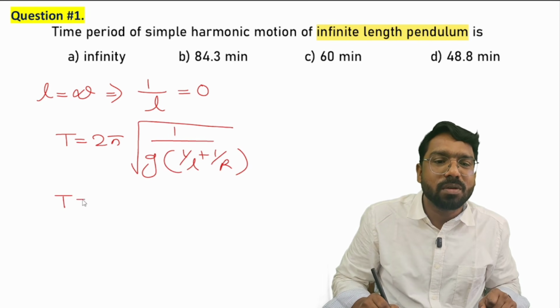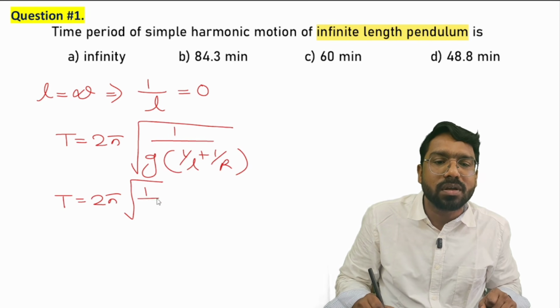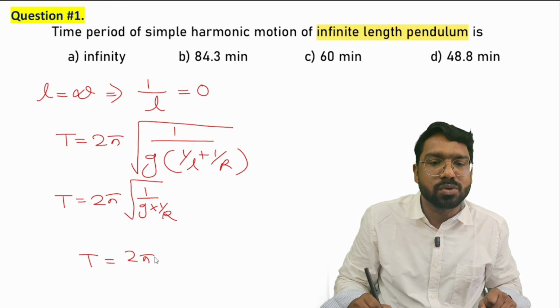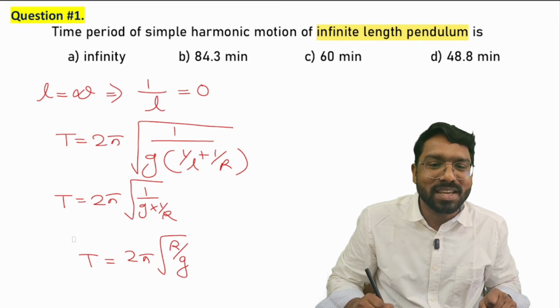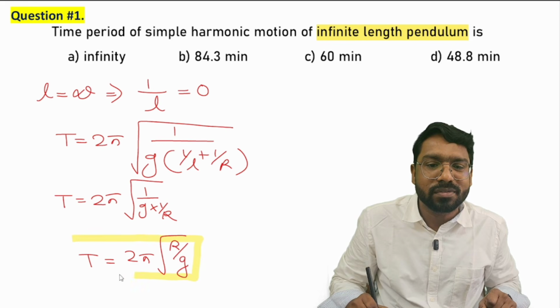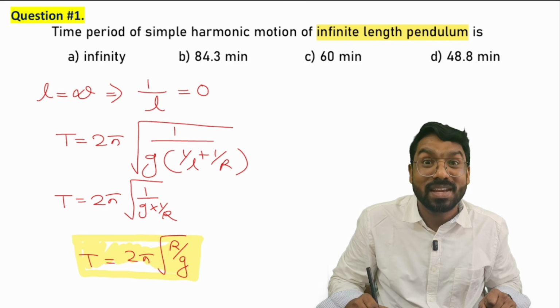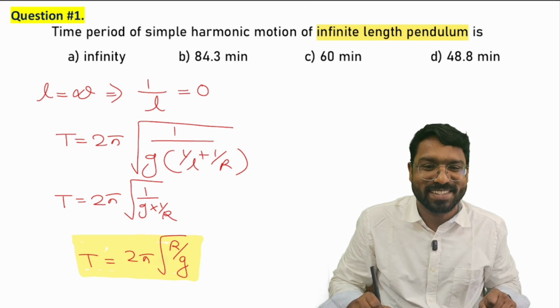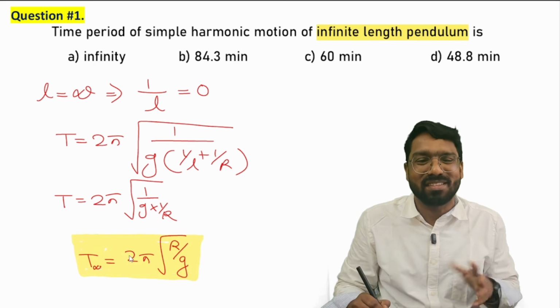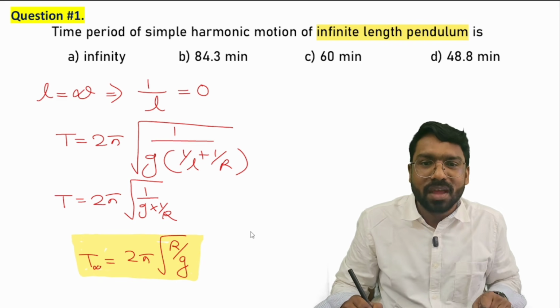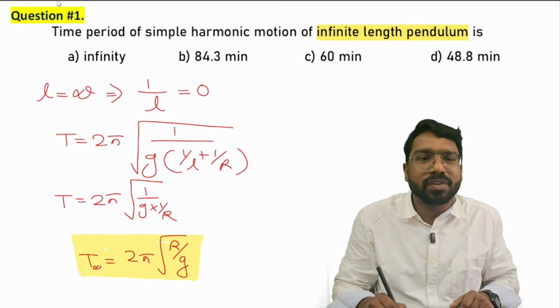So what will be the equation? T equal to 2 pi root 1 by G into 1 by R. That means T equal to 2 pi root R by G. This is the time period of infinite length pendulum. T equal to 2 pi root R by G, not 2 pi root L by G. So we can say T infinity equals 2 pi root R by G, and we can find its value also. How to find the value?